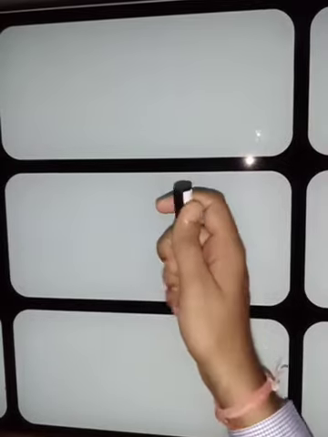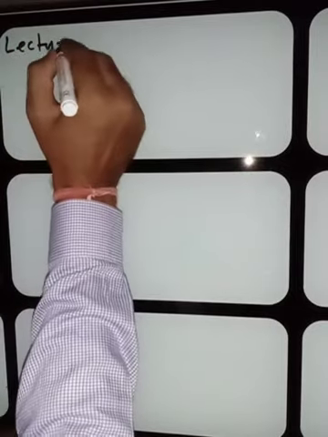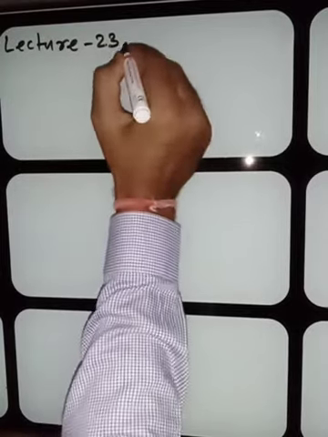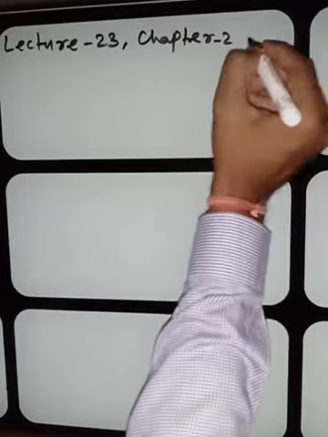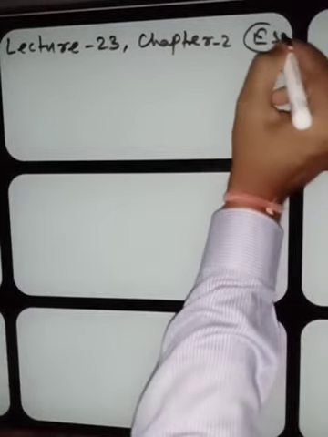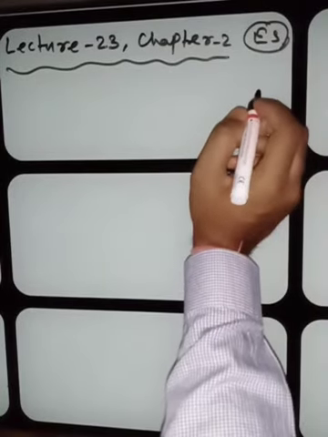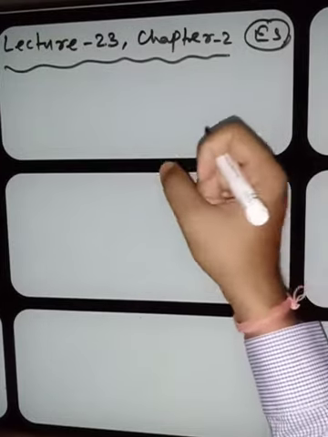Hello my dear students, today we are in lecture number 23 of chapter 2, Electrostatics section. My dear students, today we will start with types of capacitor and their capacitance.